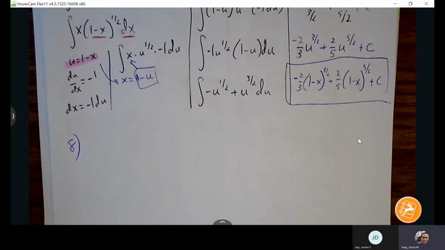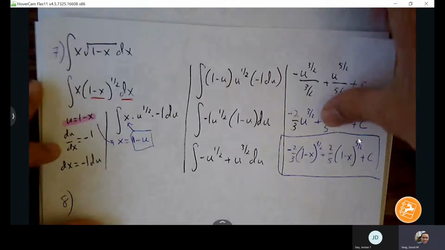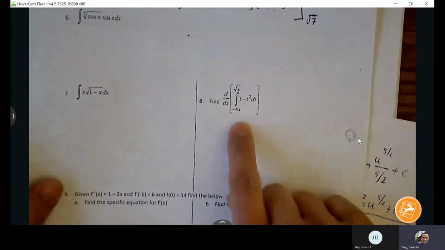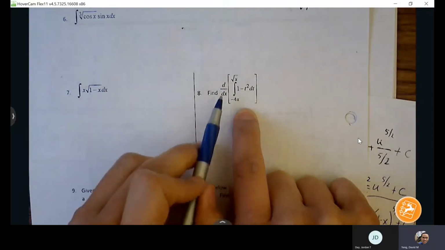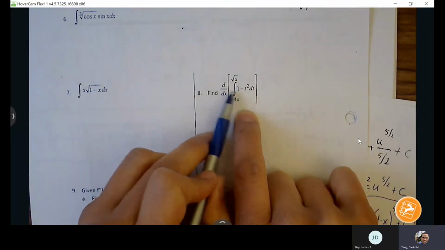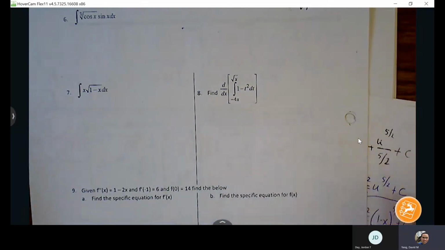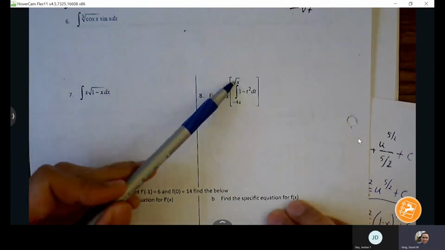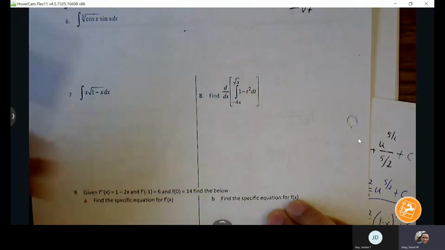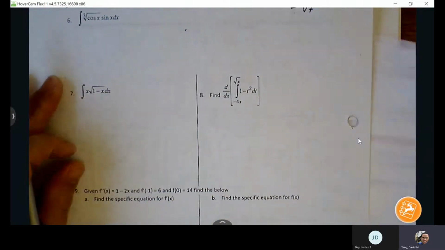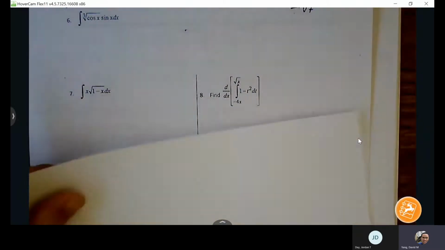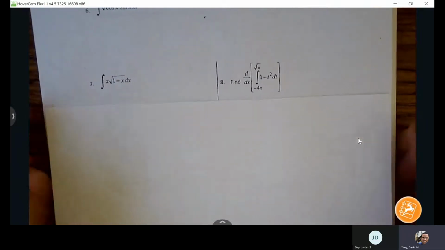Okay, number 8. If you look, you have the definite integral involving variables, but then you have a derivative in front. You know this is the second theorem. So the second theorem says that we plug the upper bound into the function, multiply by the upper bound's derivative, and then subtract out the lower bound. Okay.